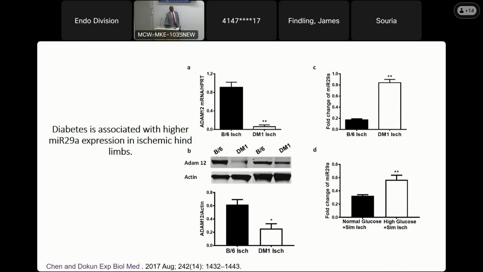Then going now to, in the context of diabetes, what happens to miR29 expression? Well, in the context of diabetes, first we looked at ADAM12 expression. We can see that, as I pointed out before, ADAM12 expression is actually impaired in the ischemic diabetic model. This is a type 1 model. That's the ADAM12 mRNA. ADAM12 protein expression is also impaired. Under those same circumstances, you see high levels of miR29 expression, both in vivo and in vitro. In vitro, in the context of high glucose, you see similarly high levels of miR29 expression in the ischemic endothelial cells.